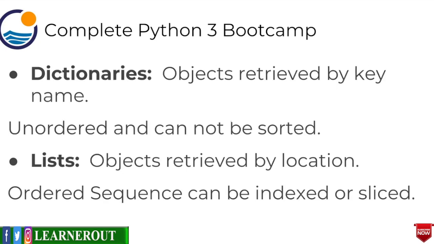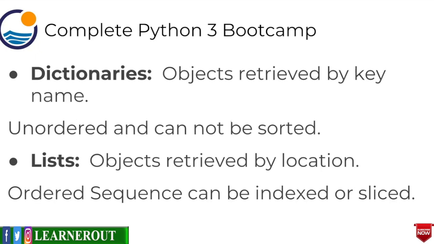Now the question always arises, when do we choose a list, and when do we choose a dictionary? Well, dictionaries have objects retrieved by a key name, and dictionaries are unordered and cannot be sorted. So a good time to use a dictionary would be when you want to quickly retrieve a value without needing to know its exact index location. Now that's a really nice feature of a dictionary, the fact that you don't need to know where something is in the actual dictionary to call it, you just need to know the key value pair. However, that comes with the con of not being able to sort a dictionary.